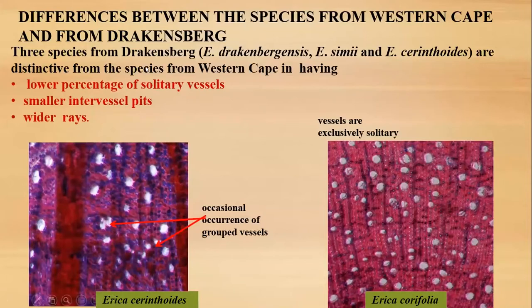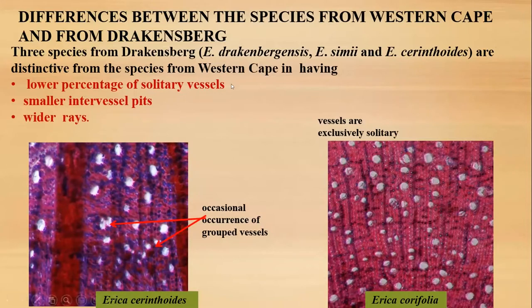Here we are showing the difference between the samples from Western Cape and the ones from Drakensberg. We were able to observe some differences in the samples that we collected from Western Cape and the ones we collected from Drakensberg. Though we have limited samples from Drakensberg, we just have three samples, while we have 30 samples from Western Cape.